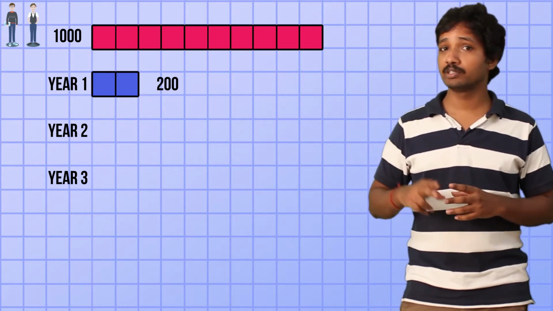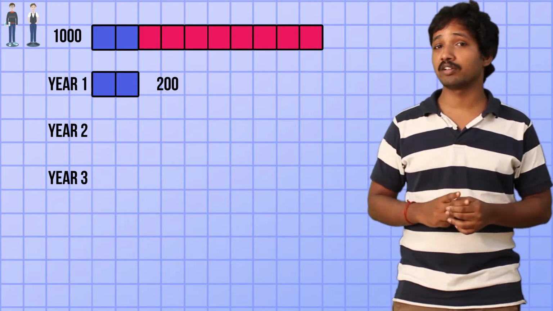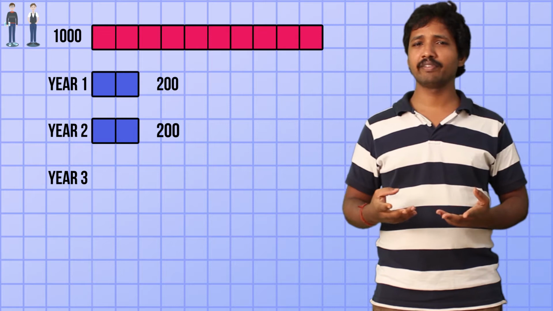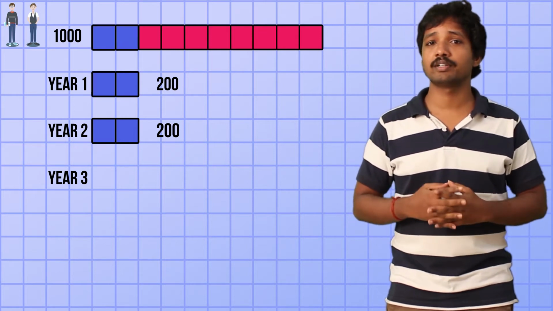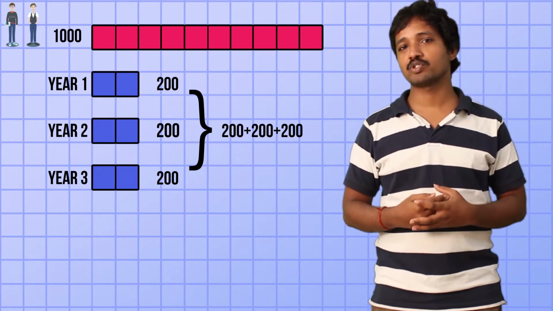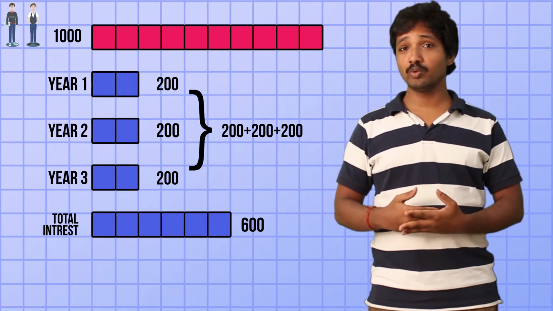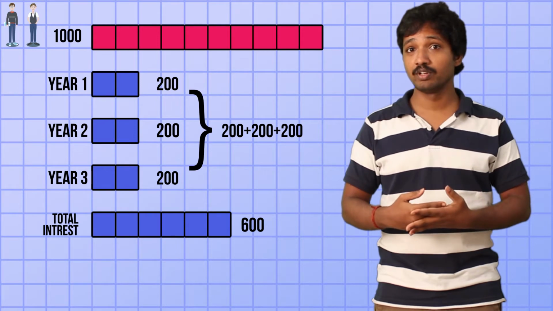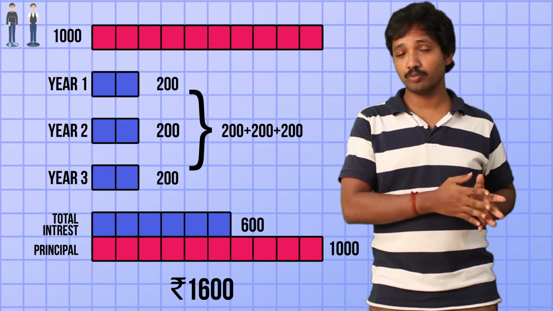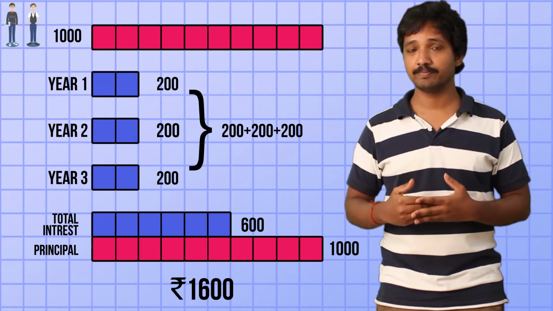For the second year also, the principal will remain as 1000 rupees only, and you apply the same 20% interest for the second year also. So the interest amount will be 200 rupees. For the third year, the same thing will apply and the interest amount is 200. So add all these three values, 200 plus 200 plus 200. The total interest amount is 600 rupees. So Santosh has to repay to Raju an amount of 1600, which is inclusive of the principal of 1000 rupees and the interest amount of 600 rupees at the end of the 3 years period.